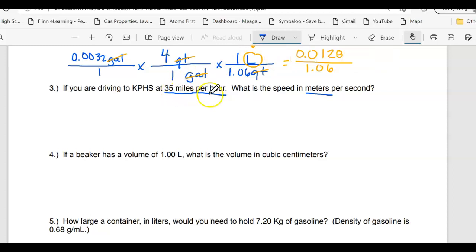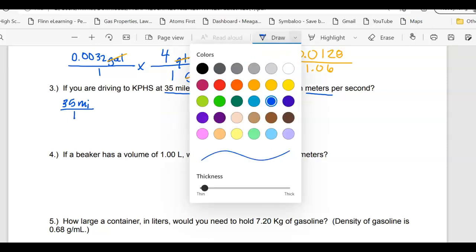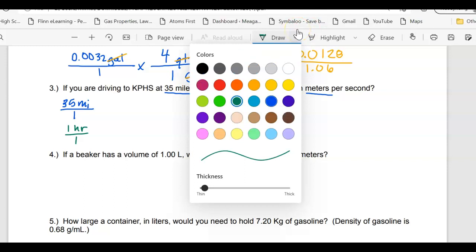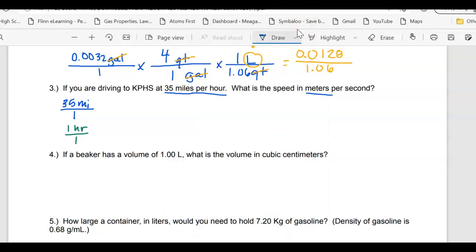Okay, so what I have to realize here is that this 35 miles per hour is actually two different things. It is 35 miles and it is 1 hour. So I'm actually going to just talk about miles, and then I'm going to do a whole separate problem down here where I'm talking about hours. So I'm going to do two problems. So let me show you how to do it this way, and then you can kind of think about what works best for you.